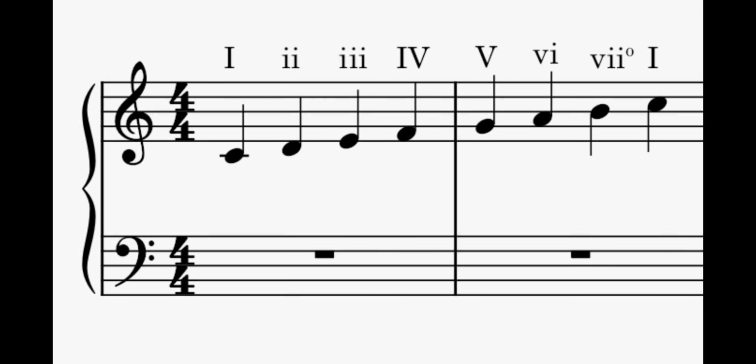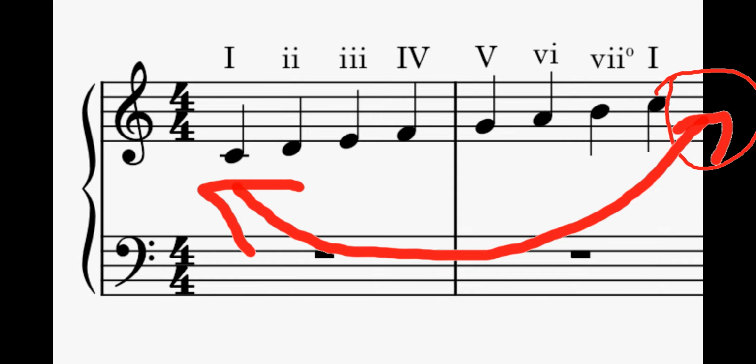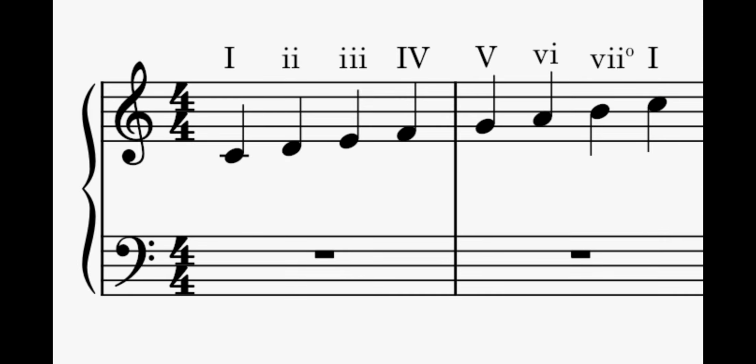You start on your root note, or the first note of the scale, and you go up by a whole step, then another whole step, then you go up by a half step, then another whole step, another whole step, another whole step, and finally a half step returning to your original root note. But this time it is an octave above. If you have no idea what a whole step or half step or an octave is, please check out the previous video for further information.